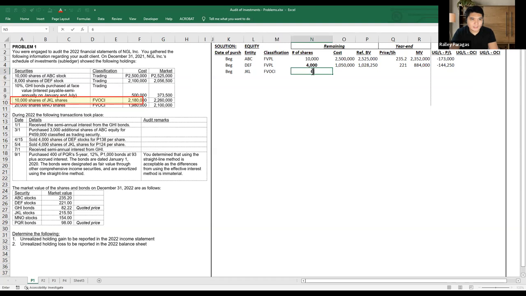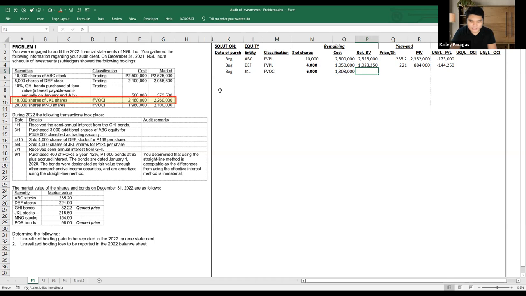Same drill as with DEF: when you dispose of your investments, the remaining cost as well as the remaining reference book value also change in proportion to the number of shares that you disposed of. So your cost there would basically be 2.18 million. Multiply that by the remaining holdings, that's 6,000, 6 over 10. That's what's left. So that's 1.308 million. In terms of the reference book value, same drill: take the 2.26 million market value of your JKL.